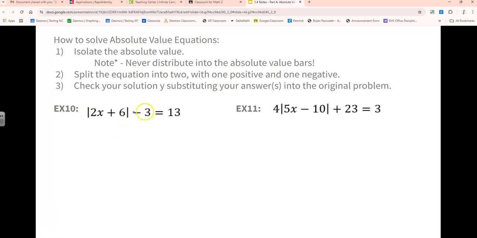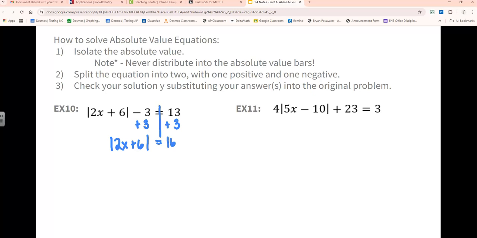I'm going to start off. Are my absolute value bars by themselves yet over here? Are they the only thing on this side of the equal sign? They are not. I've got the stray -3 over here. So, Emma, what would I do to get rid of that -3? I'm going to add that 3. Okay? So I got absolute value of 2x plus 6 equals 16.